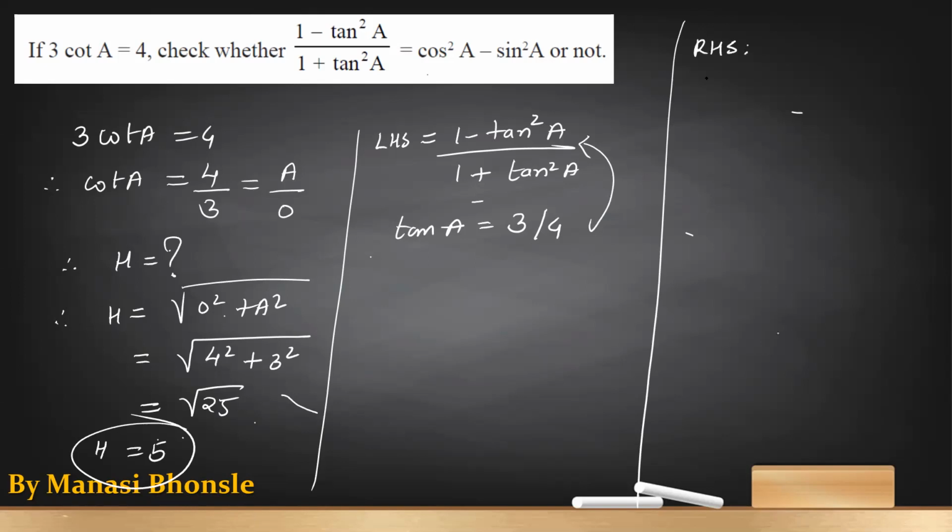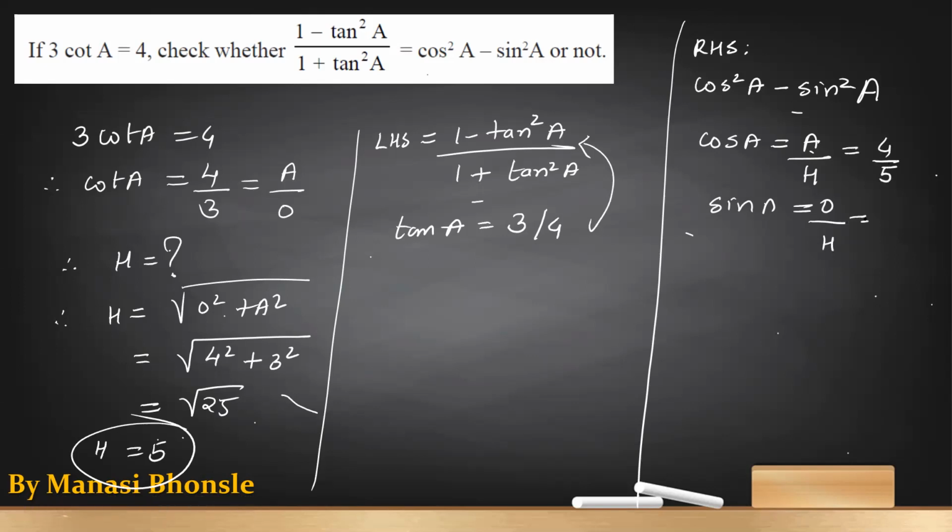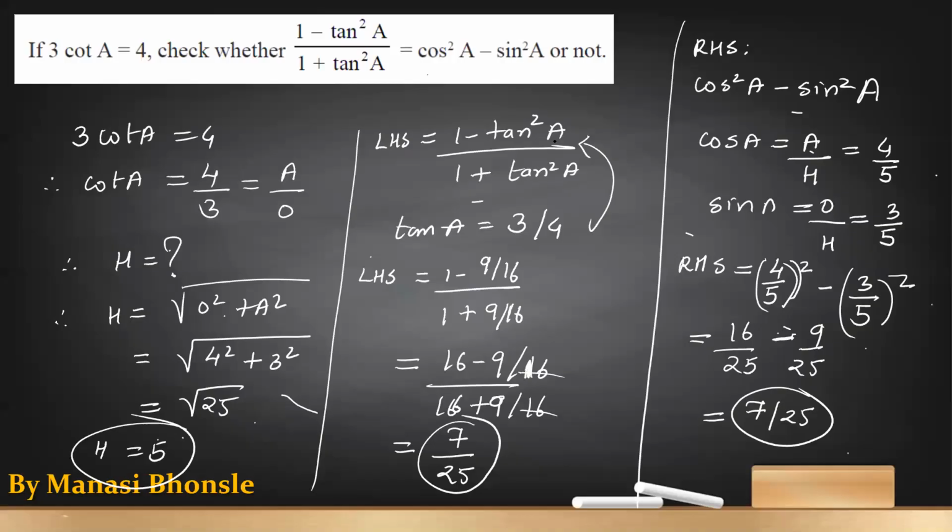Now, RHS involves cos square A minus sine square A. Now, as we have calculated the H value, we know what is cos A. Cos A is equal to adjacent upon hypotenuse. Sine A will be equal to O upon hypotenuse. So now adjacent over here is 4 by 5, and this will be 3 by 5. So let us substitute these values and check whether they are equal or not.